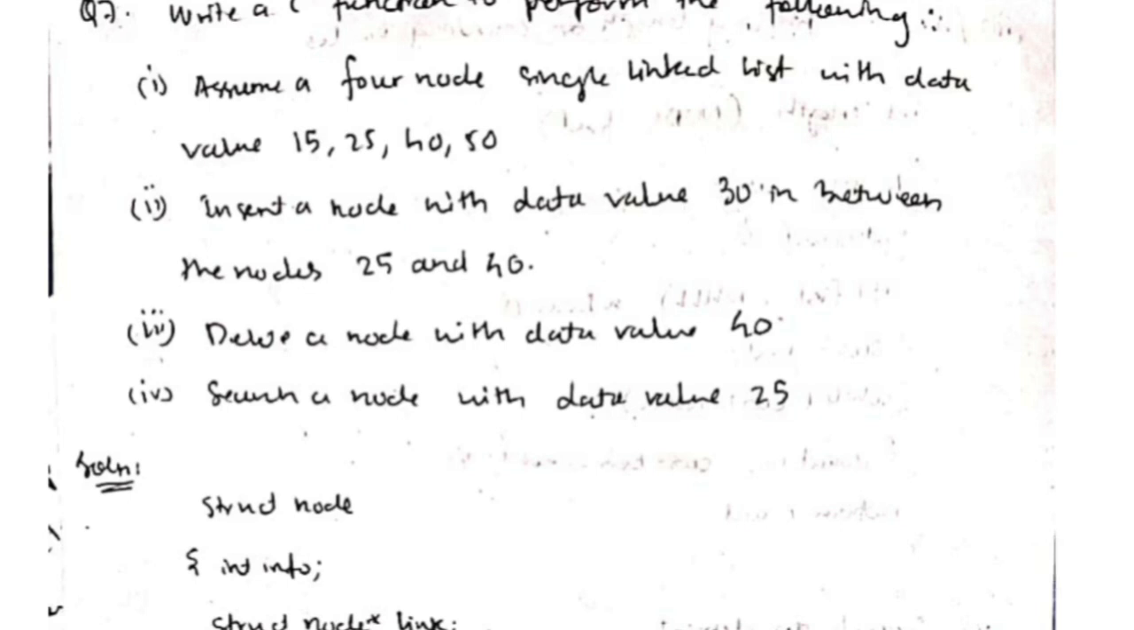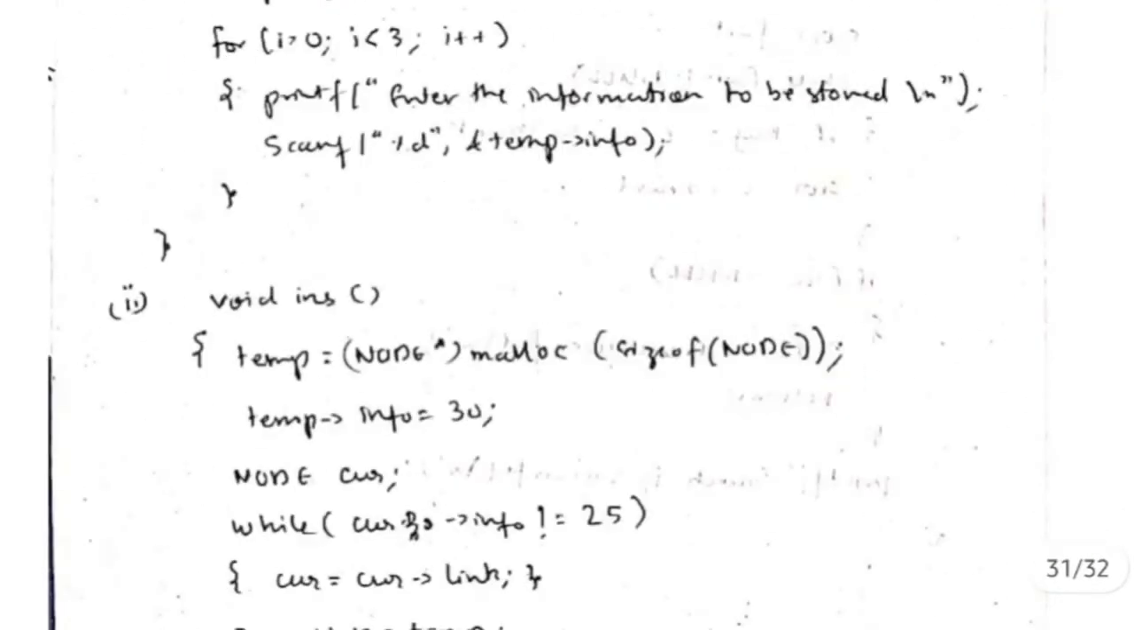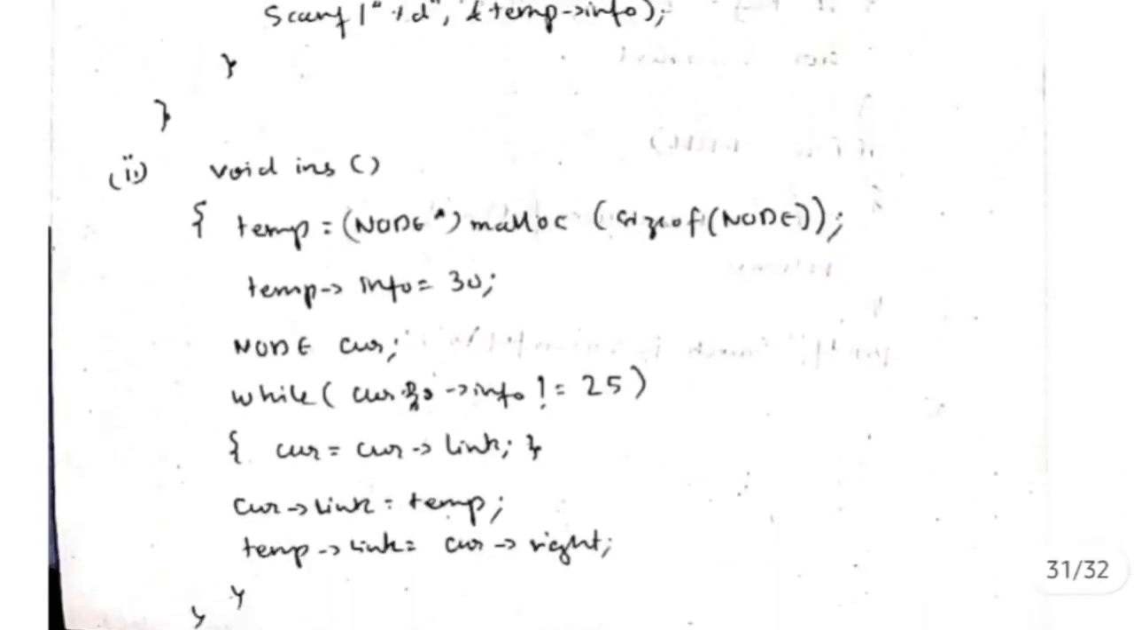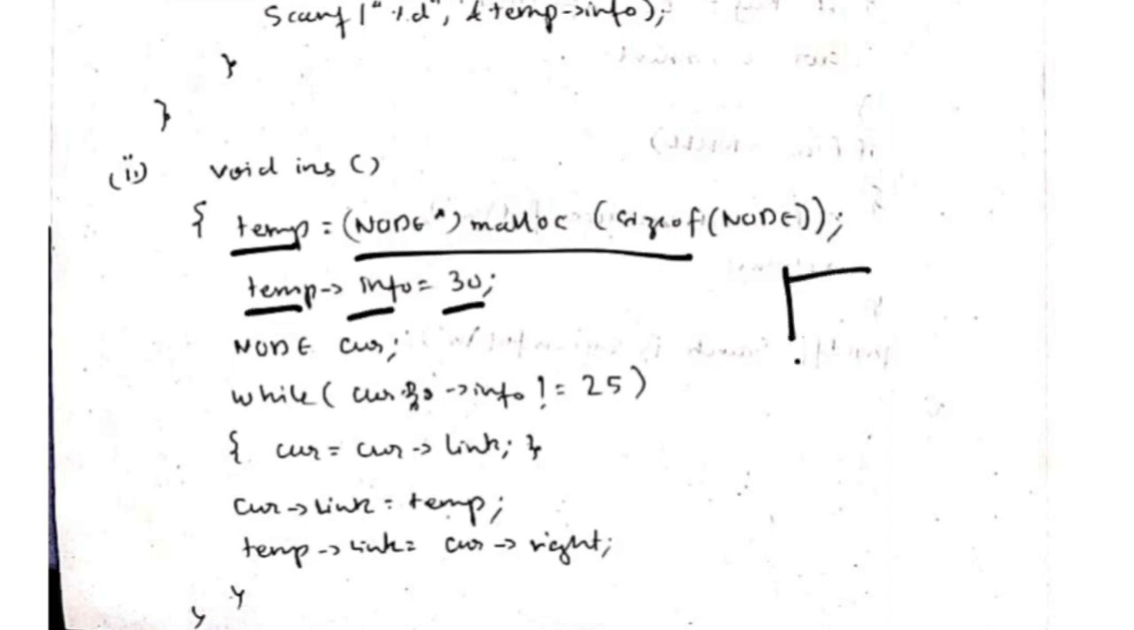In the next question we have been asked to insert a node with the data value 30 between the nodes 25 and 40. So first we will create a node with the value 30. For that we will allocate the memory, and temp arrow info is equal to 30. So we have this 30 here.